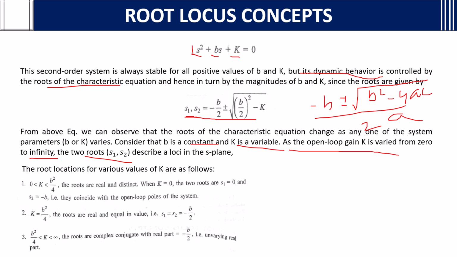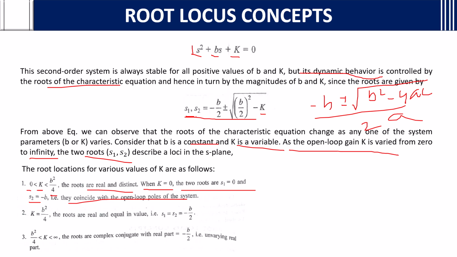If the k value is between 0 and b square by 4, then the roots are real and distinct. When k equals 0, the two roots are s1 equals 0. If k is equal to 0, what happens? s1 will become 0 and s2 will become minus b. If you substitute k as 0, then you will get s1 as 0 and s2 as what? Minus b. So they coincide with the open loop poles of the system.